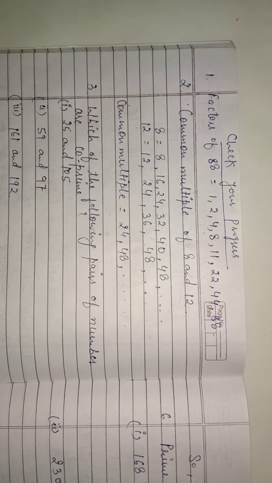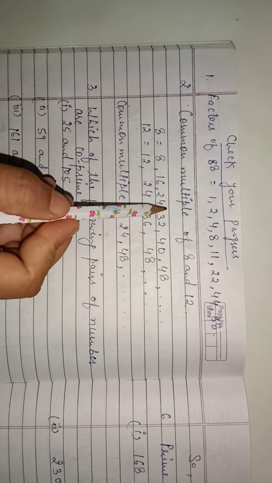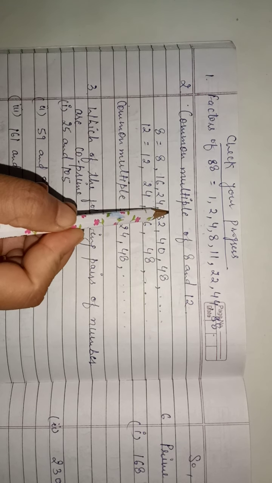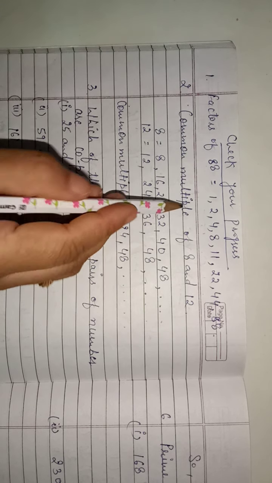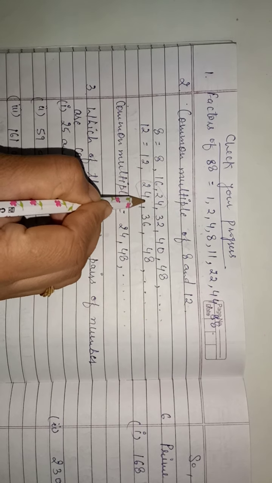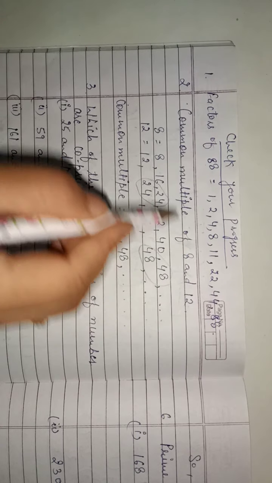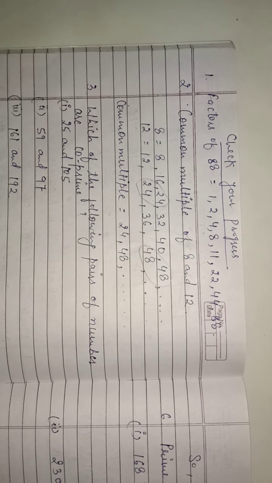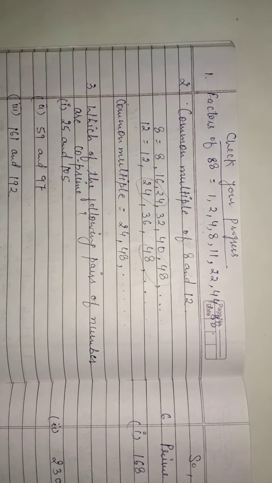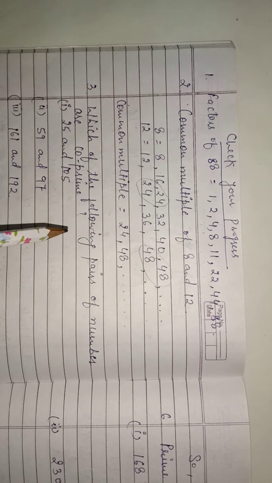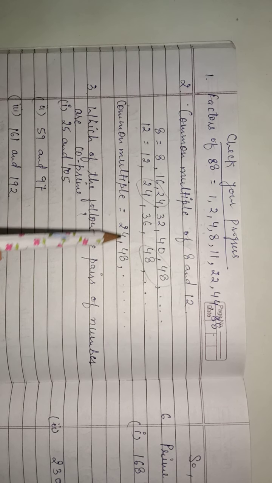So here we can check that the common multiple of 8 and 12 is 24, which is in both the multiples of 8 and 12. So we can say that 24 is a common multiple, and the next one, 48, is also a common multiple. Or we can say there are more multiples of 8 and 12. So here we get two common multiples, that is 24 and 48.